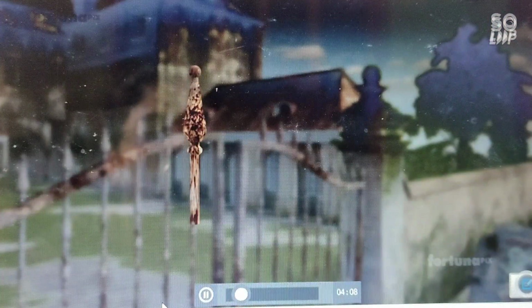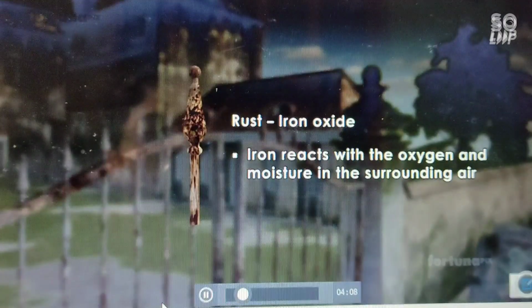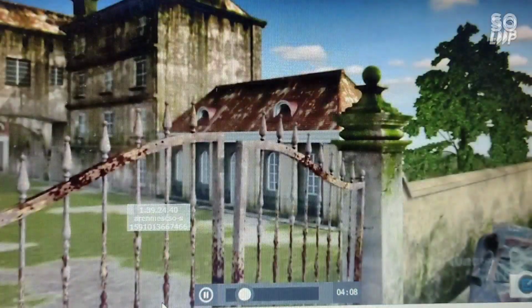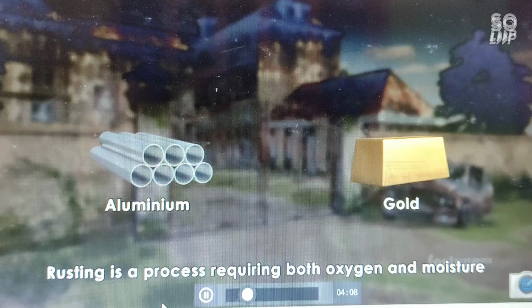In chemical terms, rust is iron oxide, which results when iron reacts with the oxygen and moisture in the surrounding air. Not all metals will rust. Aluminium and gold, for example, will not rust. Rusting is a process requiring both oxygen and moisture.